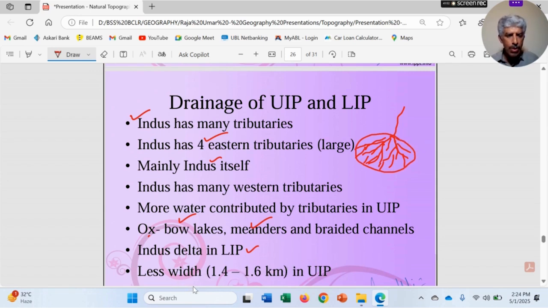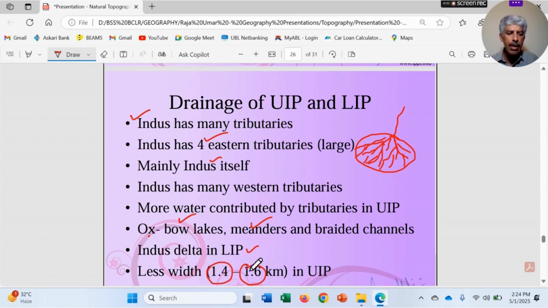So the width of river Indus is less in the upper Indus Plain, 1.4 kilometers, but after getting the waters from the other rivers, the tributaries of Indus, the Indus width increases to 1.6. In the upper Indus Plain, river Indus width is 1.4 kilometers.